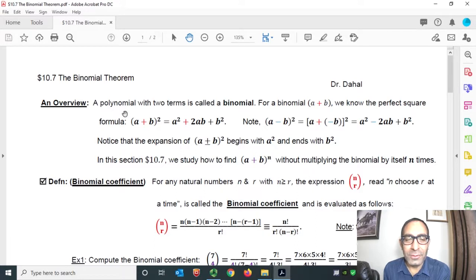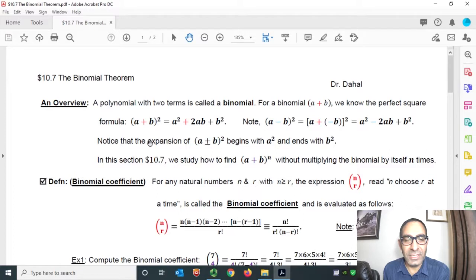A polynomial with two terms is called a binomial. For a binomial, a plus b, here two terms are a and b, we know the perfect square formula. A plus b whole square equals a square plus 2 times ab plus b square. Similarly, a minus b whole square equals a square minus 2ab plus b square.